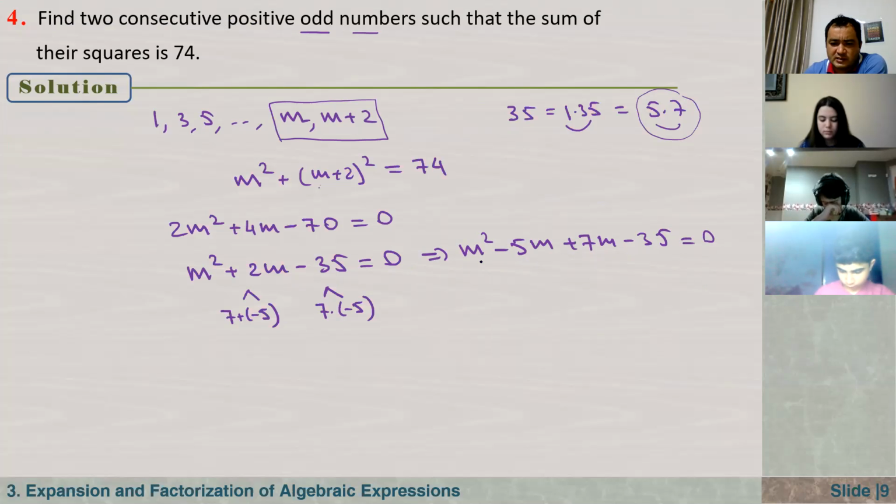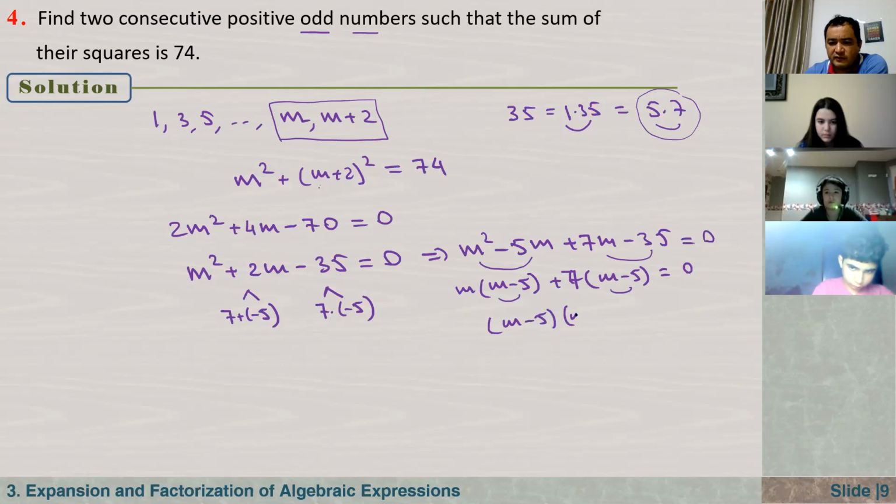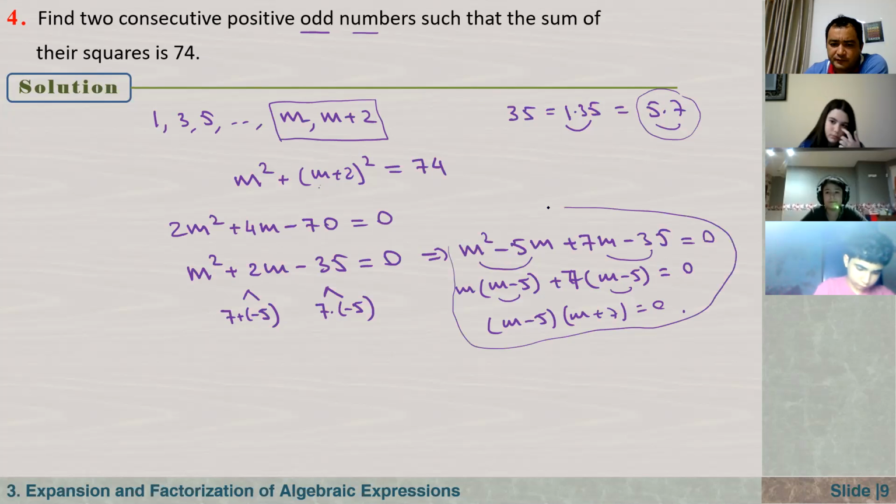We know how to factorize this. Here, the common factor is m. Here, the common factor is 7. So here we have m(m minus 5) plus 7(m minus 5) equal to 0. Now m minus 5 is a common factor. So (m minus 5)(m plus 7) is equal to 0. But here we are just doing this in a shorter way.